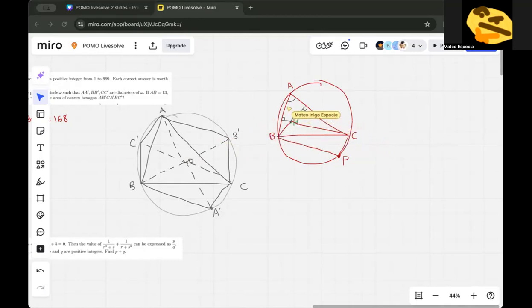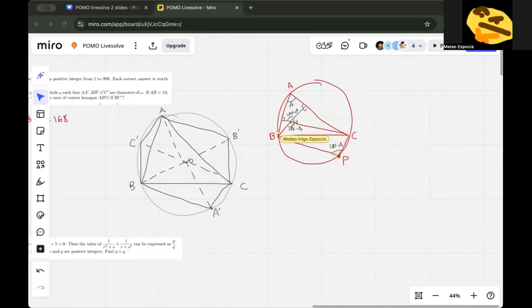So this is angle A, right? So we have angle A here, and this is a quadrilateral, so this is 180 minus A. By vertical angles, this is also 180 minus A. And since BHCP is a parallelogram, we have this as also 180 minus A. So two opposite angles add up to 180 degrees, so P lies on the circle.